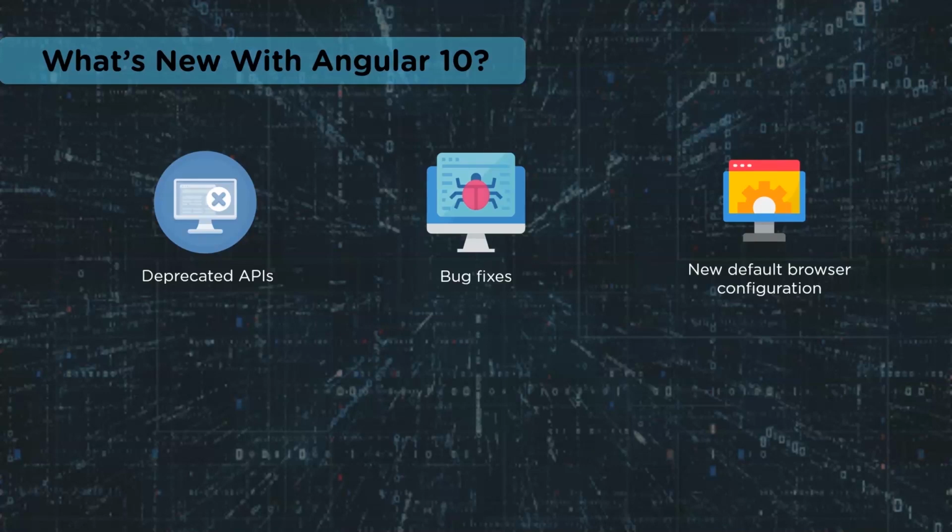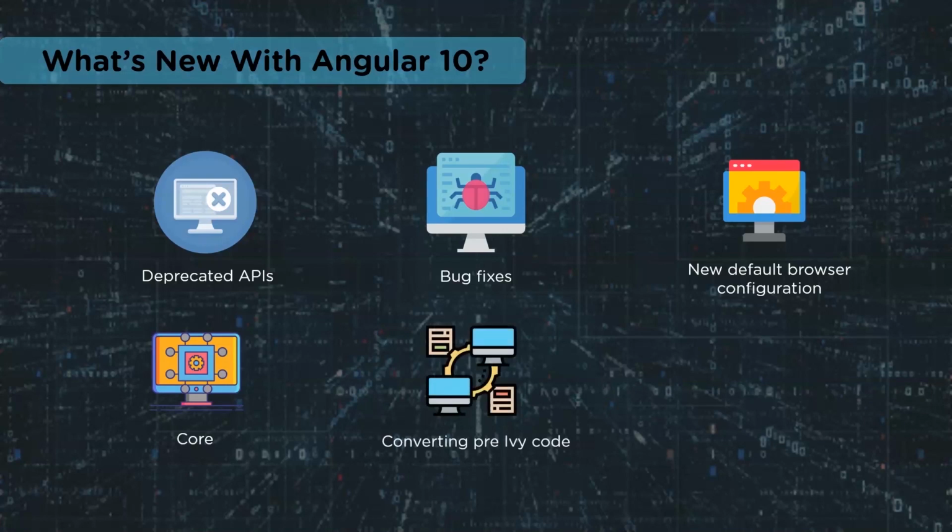One simply has to add the required browsers in the .browserslist file to enable ES5 builds and differential loading for browsers. Next up is core. All the warnings will now be logged as errors. Now generic has been made mandatory for ModuleWithProviders.